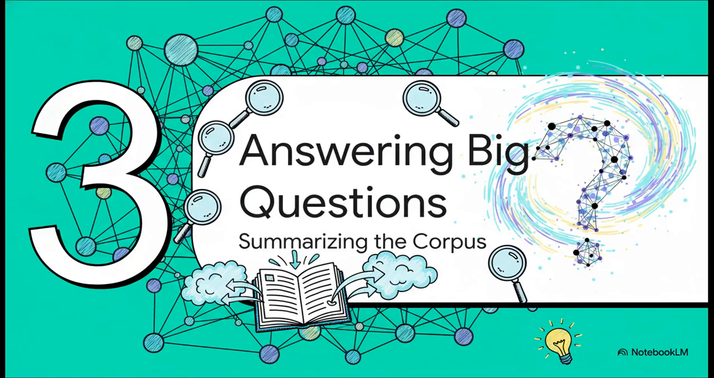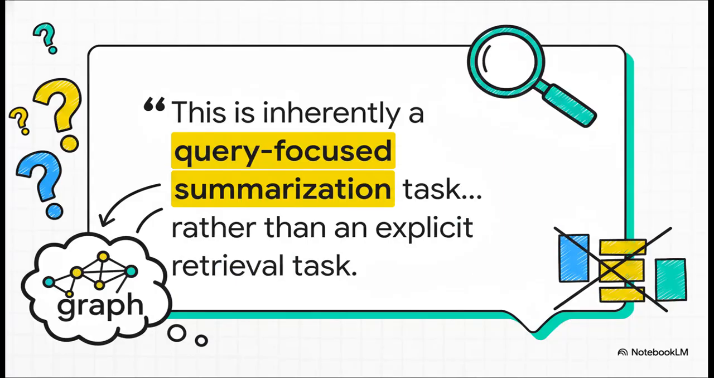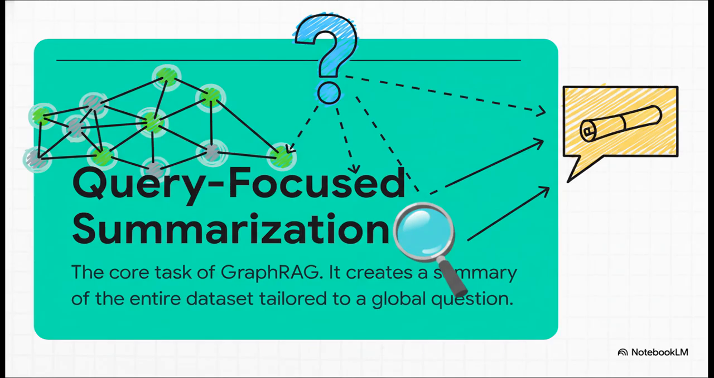All right, so we've built this incredibly powerful knowledge map. But how does that actually help us answer that big global question we started with? Well, this is where it all comes together. The folks who developed this technique put it perfectly. They said, the goal here isn't just to find a single fact. That's just retrieval. The real goal is to create a summary of the entire data set that's custom-built to answer the user's question. And that leads us to this really crucial concept, query-focused summarization, or QFS.